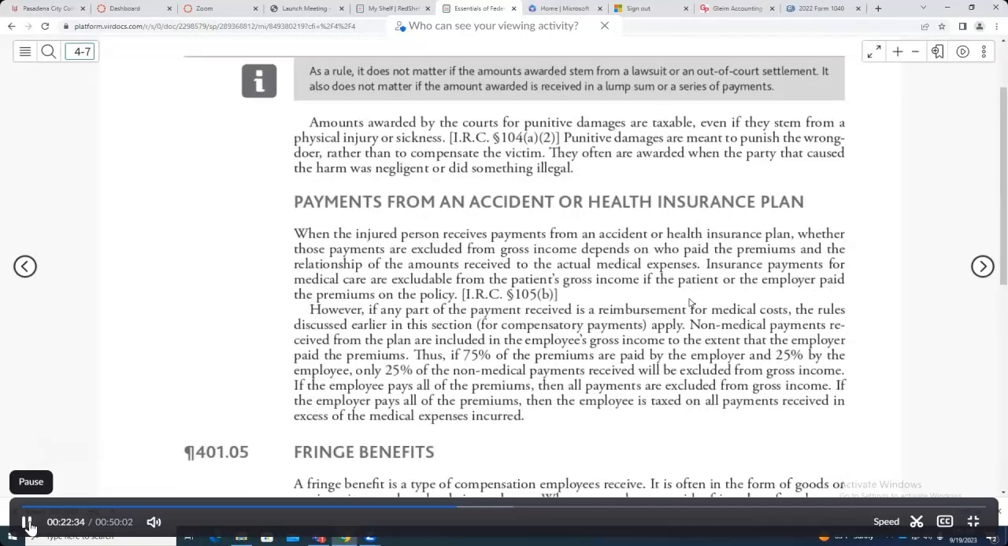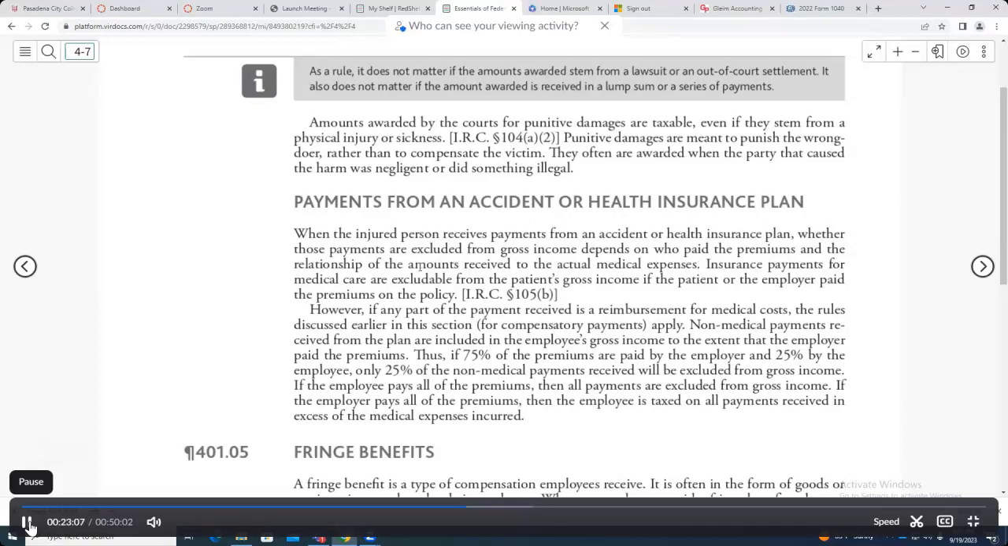Here he's talking about payments from an accident or health insurance plan. When injured persons receive payment from an accident or health insurance plan, we have accident plans also. Sometimes insurance companies sell you accident plans. Whether those payments are excluded from gross income depends on who paid the premium and the relationship of the amount received to the actual medical expense.